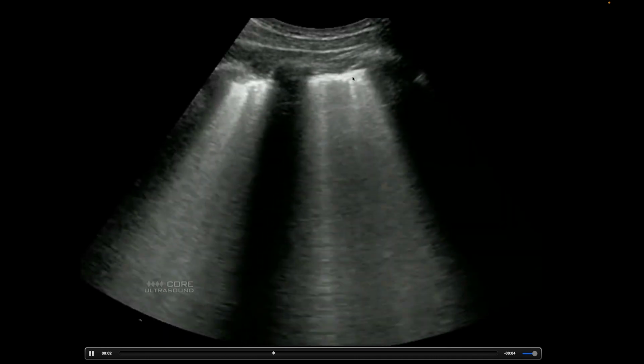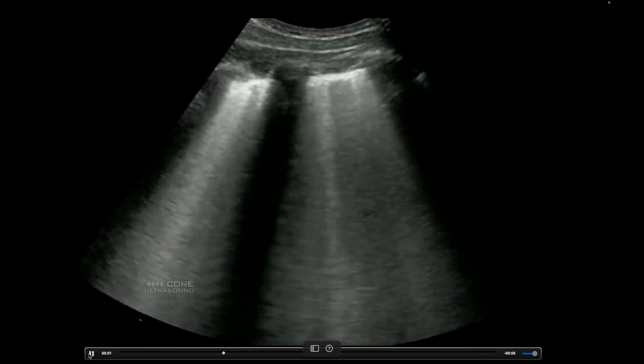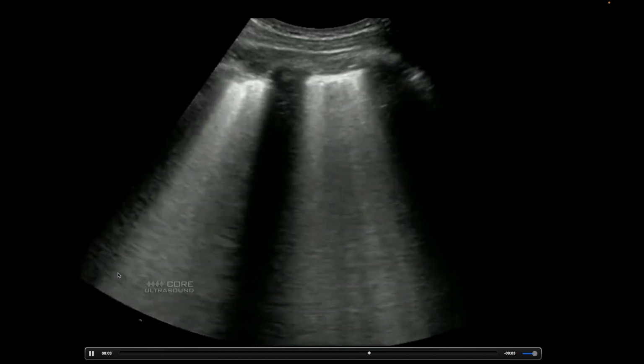So look at the pleural surface, look at the B-lines. Is this a nice smooth looking pleura? Is it a bit rough? It just gives you a bit of an idea as to what's going on. But these are reasonably confluent B-lines, so whatever process is happening here is quite fulminant.